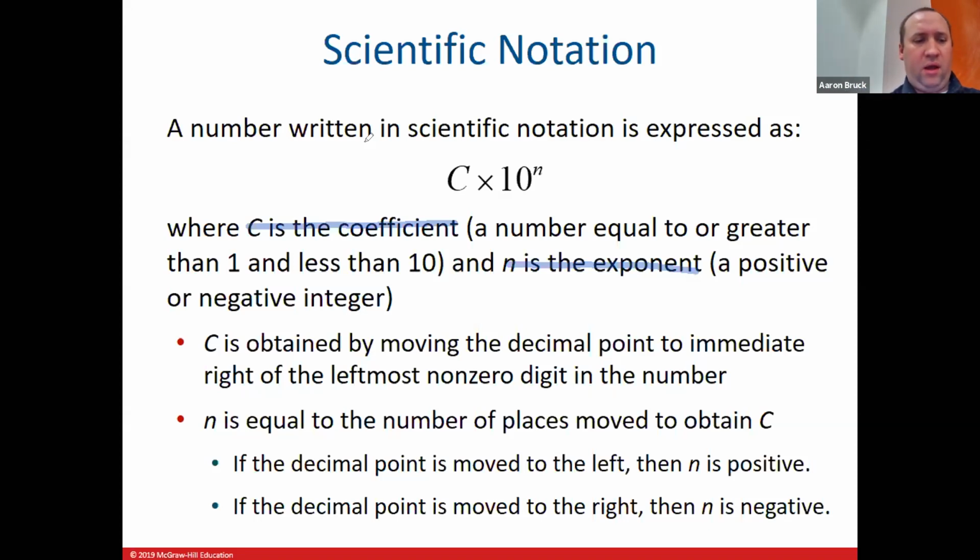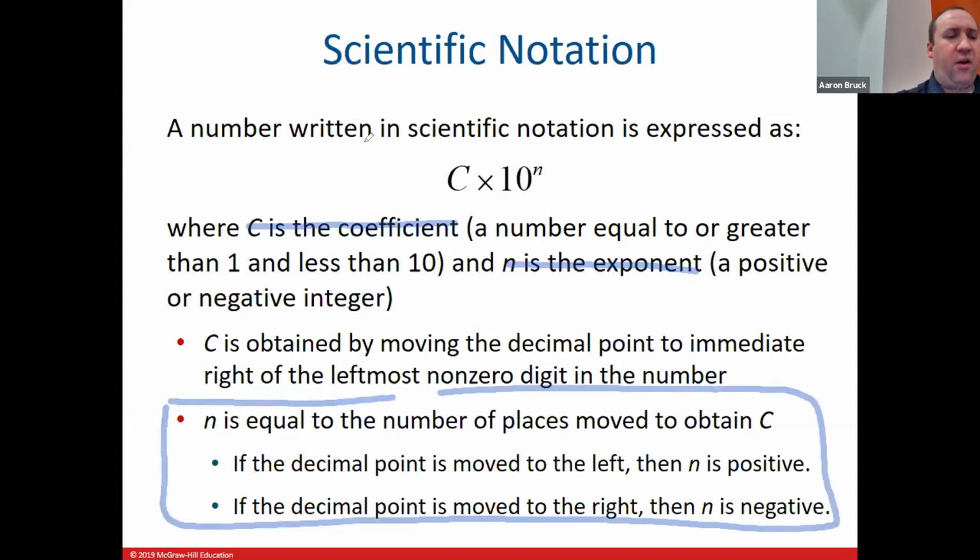And so these directions are specifically for how to get a number to scientific notation. So if I'm trying to get a number that is in decimal form into scientific notation, this is what I need to do. I determine the value of C by taking that decimal point, putting it between the first two significant digits, and then I determine the value of the exponent based upon how many places I have to move that to the left or the right to get to the number that I have.